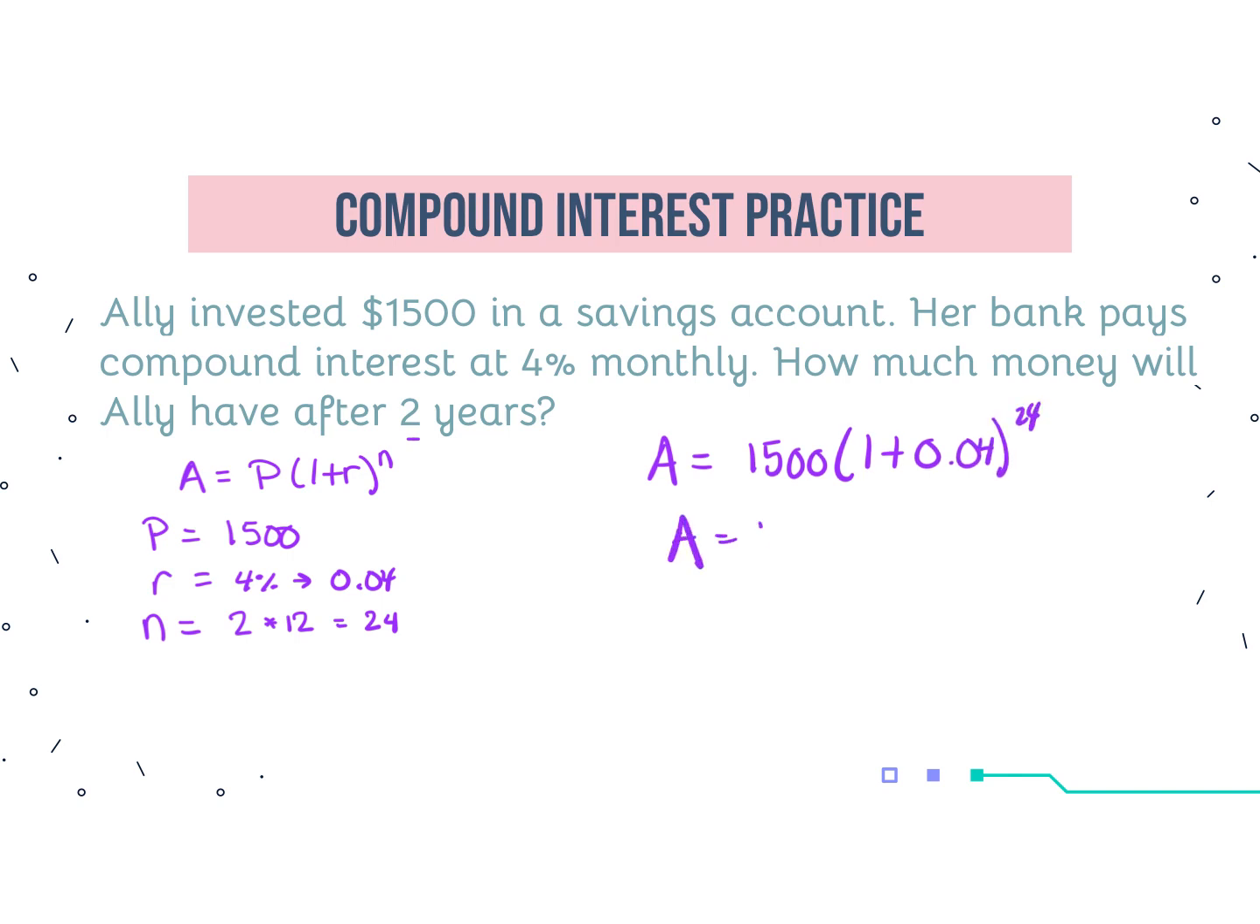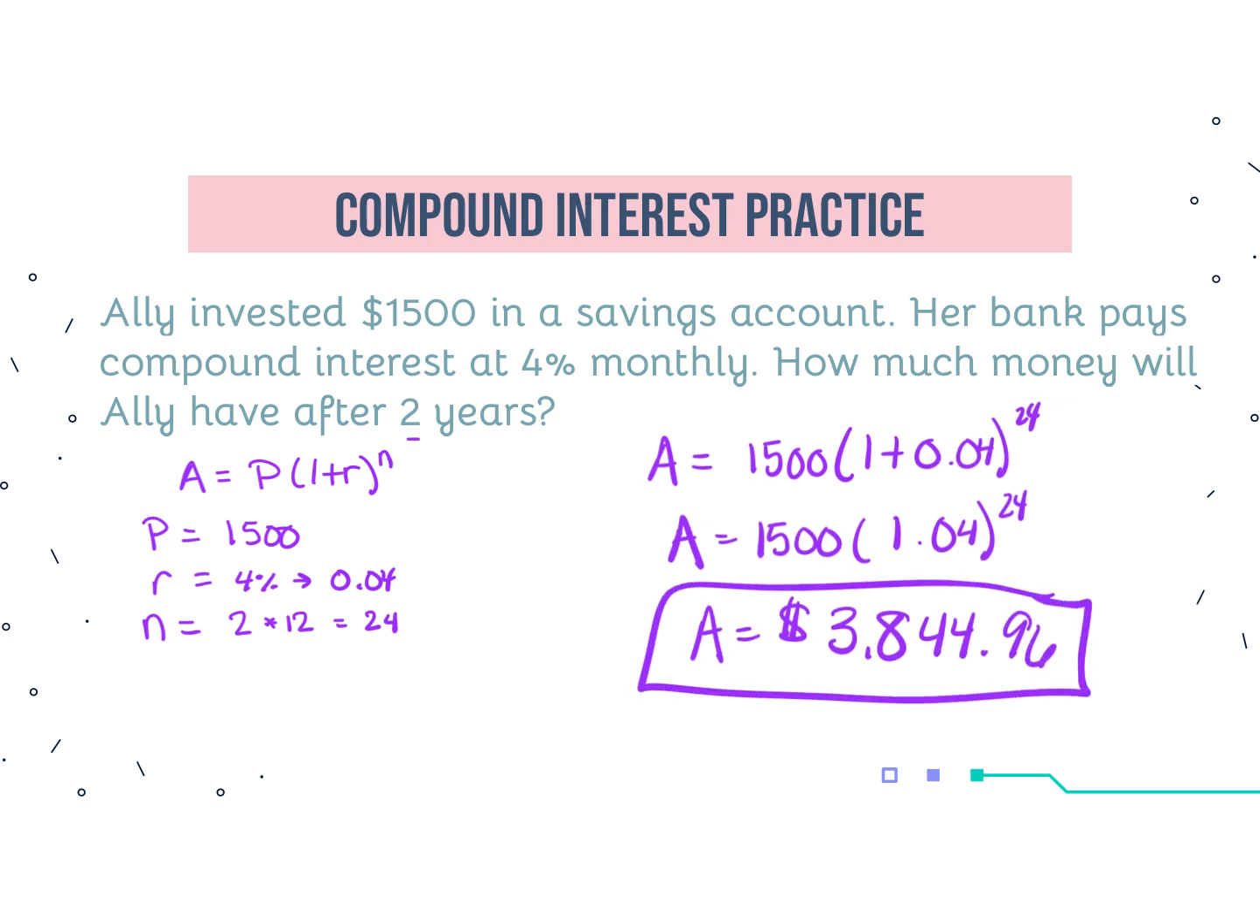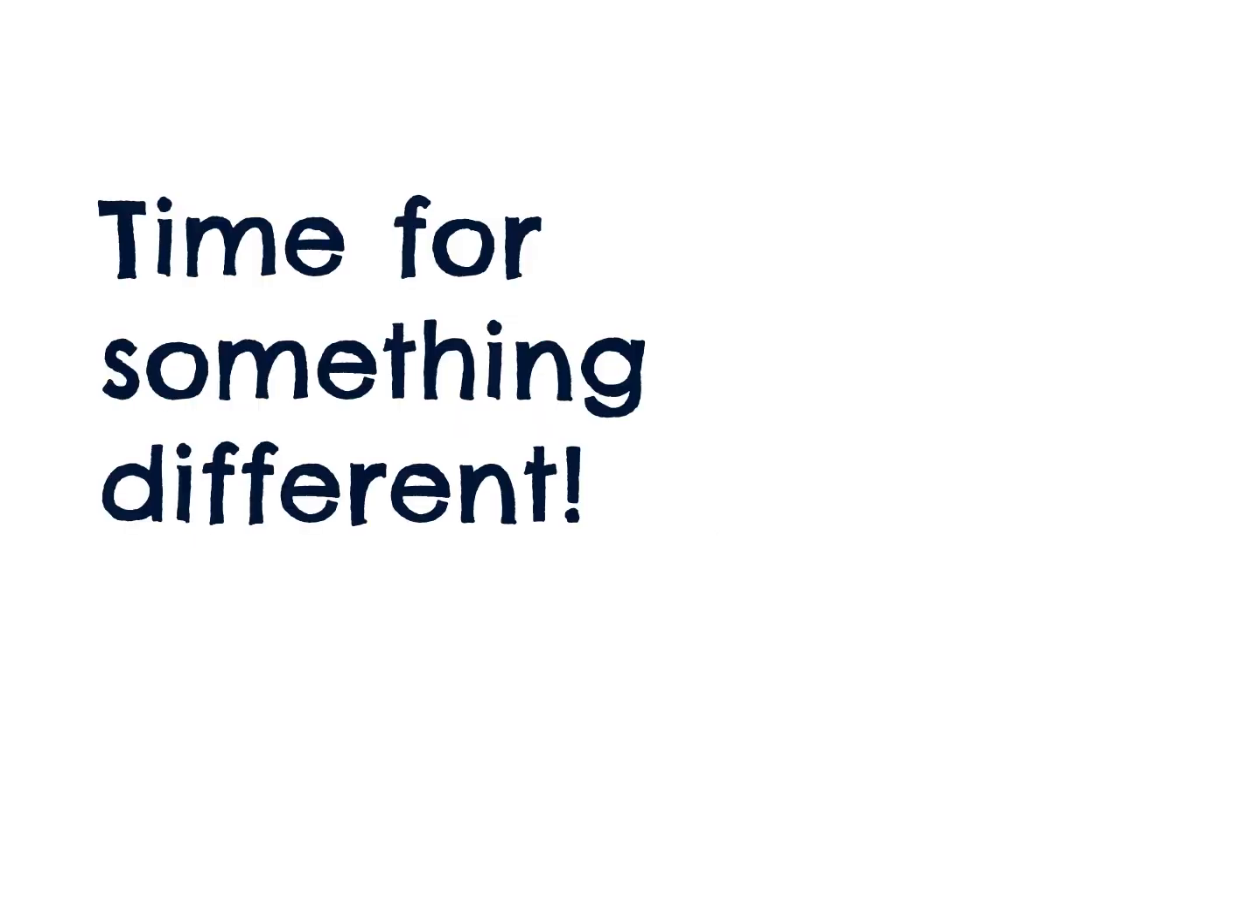Our amount is going to be equal to 1,500 times 1.04 to the power of 24. And the amount that Allie has is equal to $3,844.96. That's a nice amount, isn't it? Good for Allie.